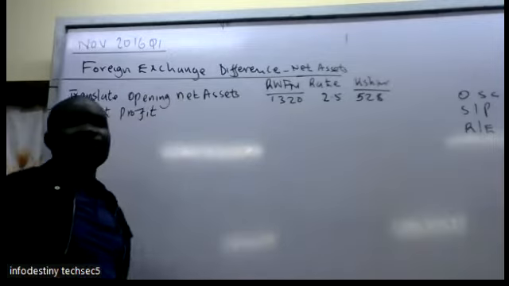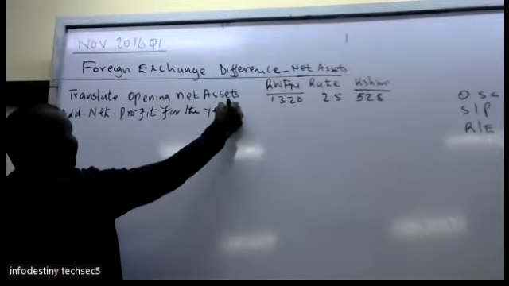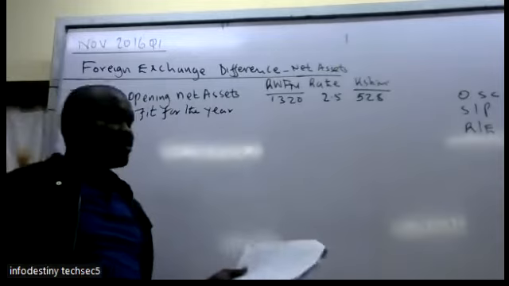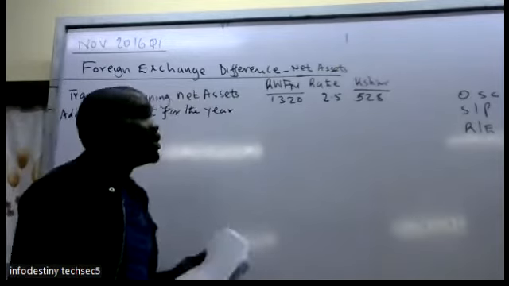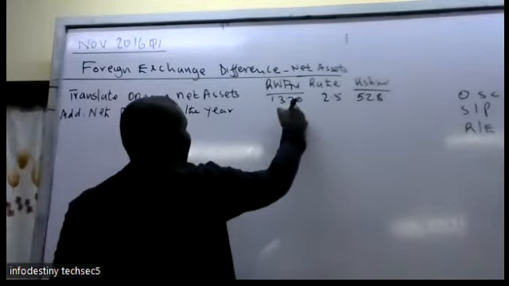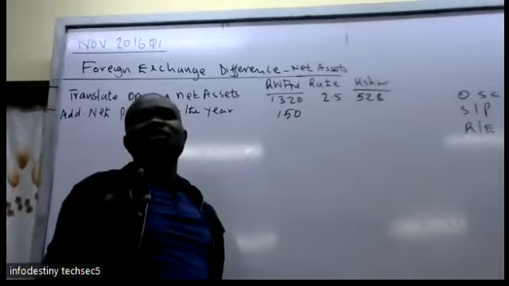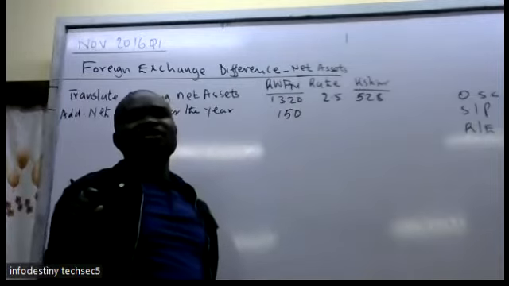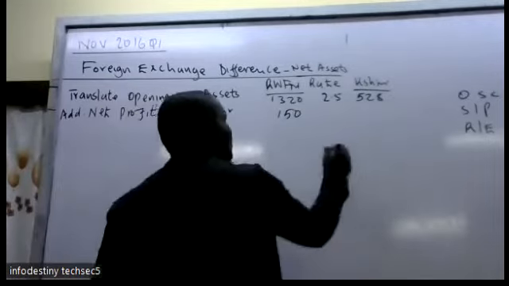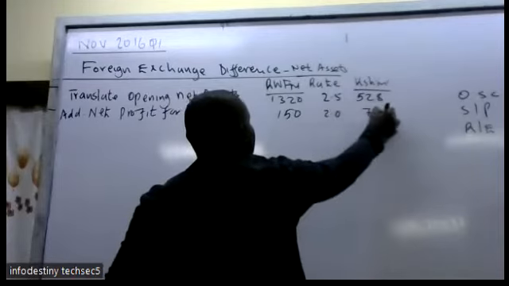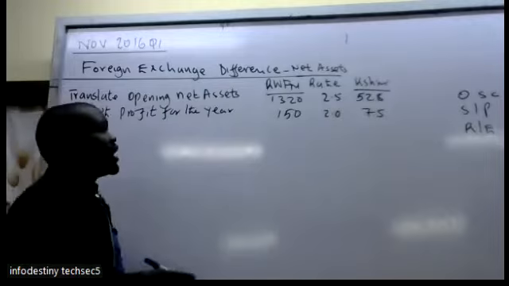So net profit for the year. How much are you saying? In the P&L of S, 150. So this is 150. But P&L profit, which is income and expenses, we translate at what rate? Average. So average is 2. So 150 by 2 is 75. So add this.